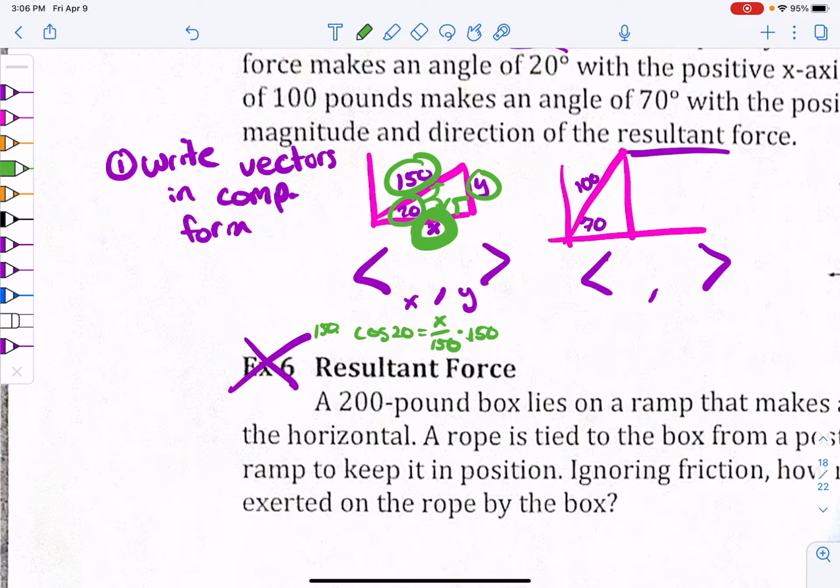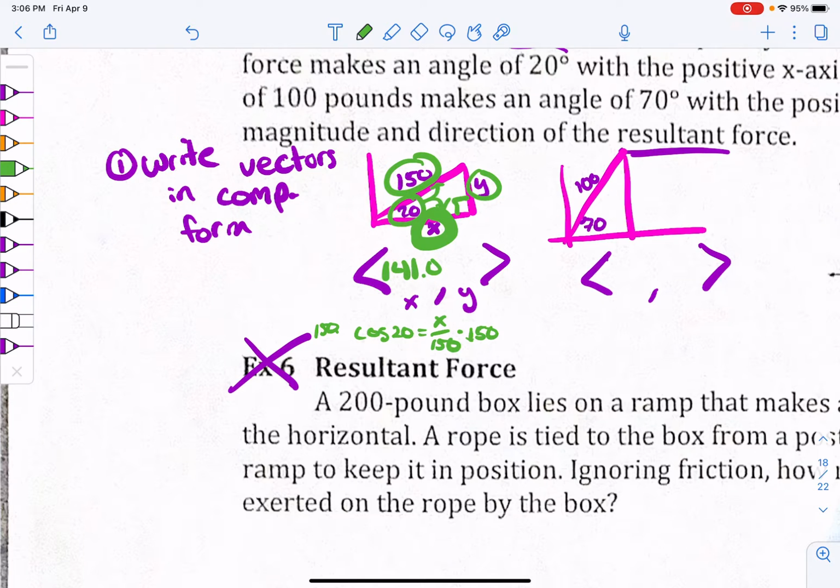Make sure that you are in degrees when you're doing this, because 20 is in degrees. So 150 times cosine of 20 is 140.95, or let's go 141.0. That's the x direction.